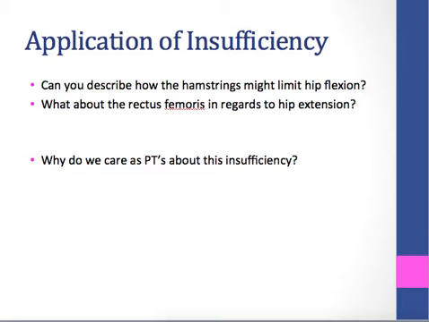So if I'm moving in an open kinetic chain environment and my hamstrings are limiting my hip flexion, is that active insufficiency or passive insufficiency? What happens in regard to the rectus femoris? Remember the rectus femoris flexes the hip and it extends the knee. So do I have active insufficiency?